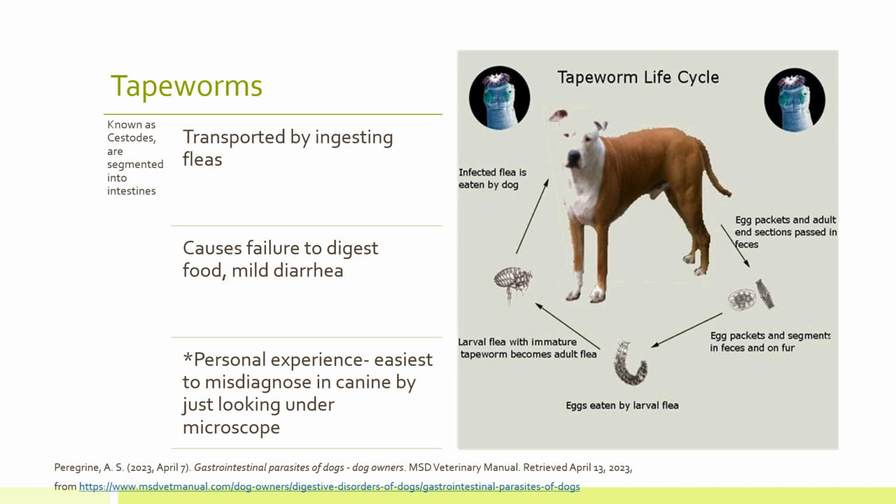And then from personal experience, it's very easy to misdiagnose in canines because you can't see it necessarily if it's an adult stage under a microscope. You sometimes can, but most of the time it's harder to see if they're in the adult stage under the microscope. If it is in a younger stage, you will be able to detect it easier and treat it. But if you don't get the proper sample and don't get a worm in that sample, it doesn't mean the pet does not have tapeworms.